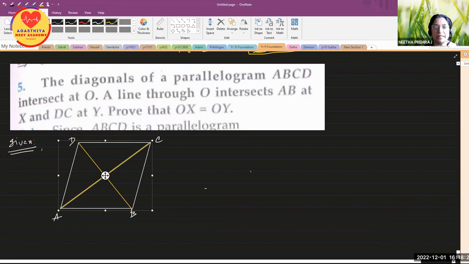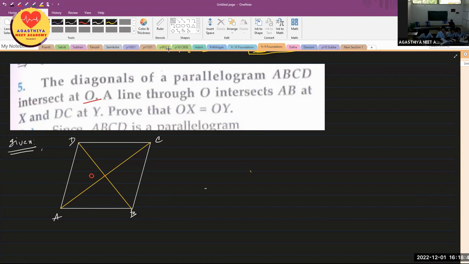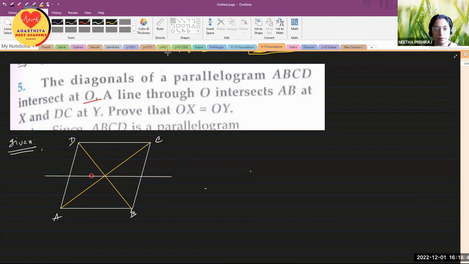It is given in the sum, they intersect at O. So this is to be named O. Now, a line through O intersects AB at X and DC at Y. So through O, you're supposed to draw a line.